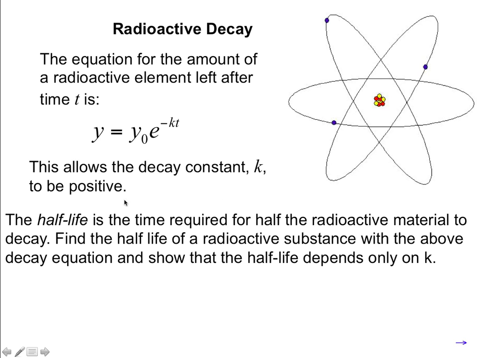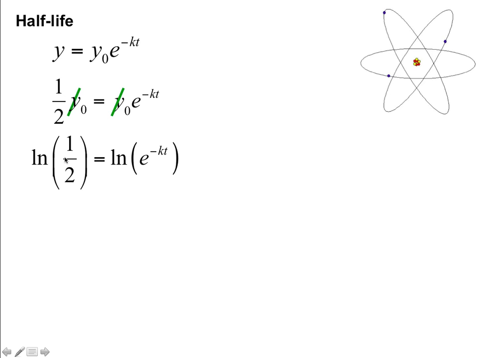So let's talk about half-life. The half-life is the time required for half of the material to disappear, basically. So let's start with this general equation. If we start out with y sub 0, then if we're trying to find a half-life, we're looking at when there's only half of it left. So we're looking at when we have half y sub 0 left. We're going to figure out how long it takes for half of it to disappear. And if we notice, we can cross off the y sub 0 variable, and we end up with the natural log of half equals the natural log of e to the minus kt.